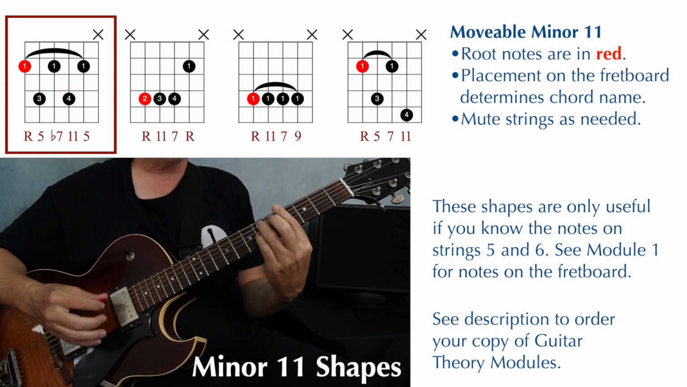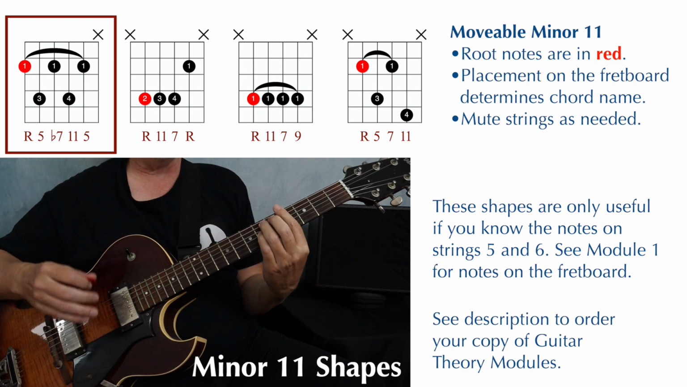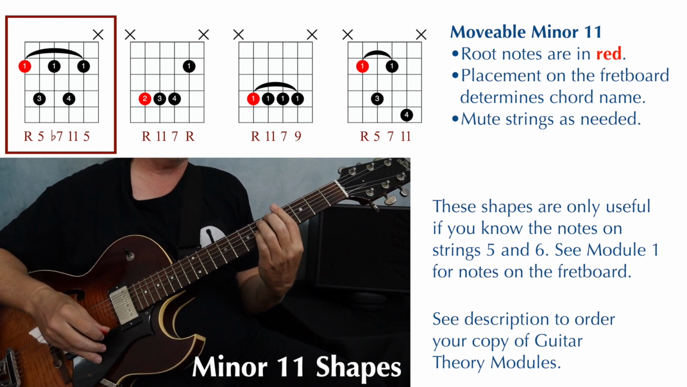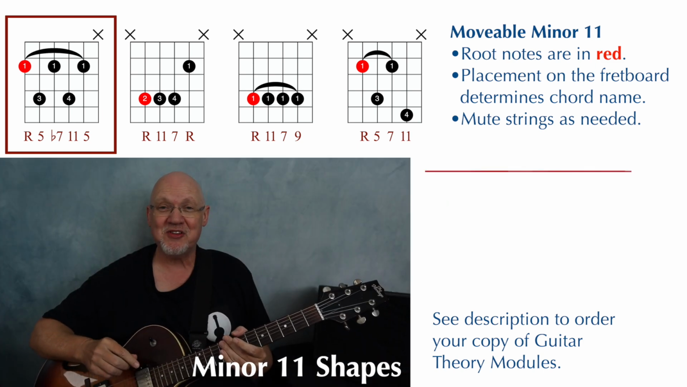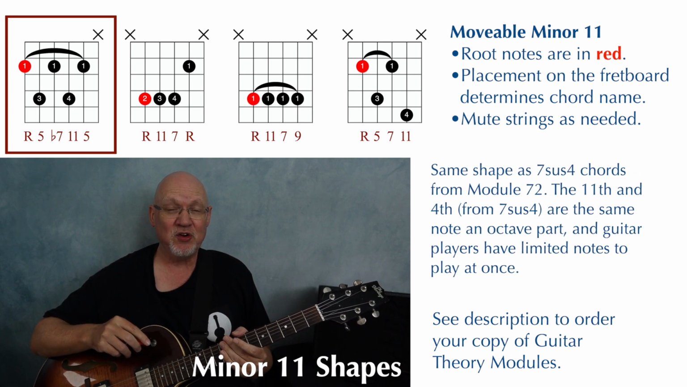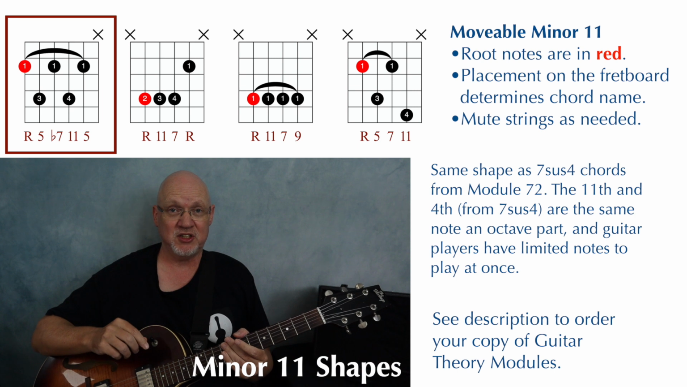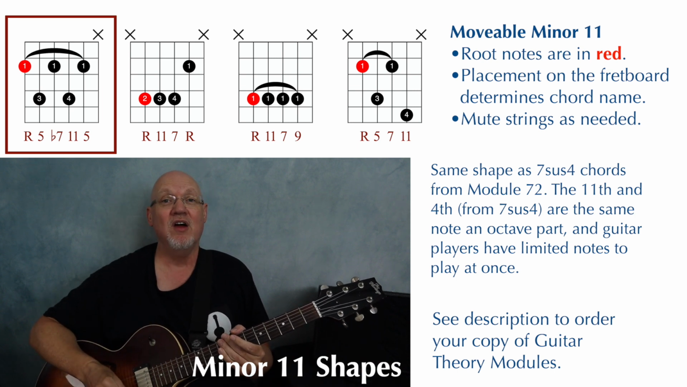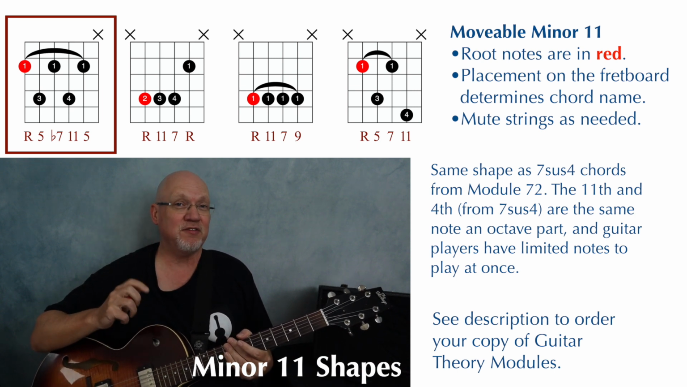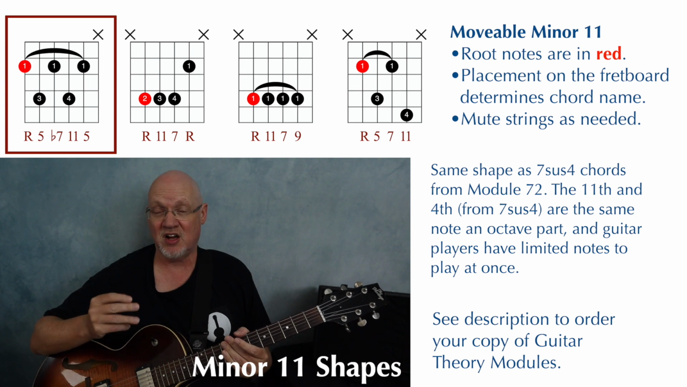And move it again. Now it's an A flat or G sharp minor 11, depending on how you think of it. Now you may have noticed that this shape that I just showed you is the same as the 7 sus4 6 string shape that I showed you in module 72. Remember that your 11th and your 4th are the same notes, they're just an octave apart.